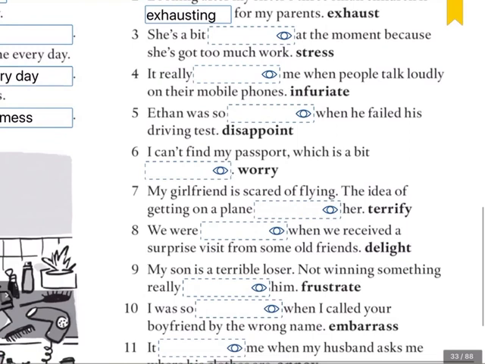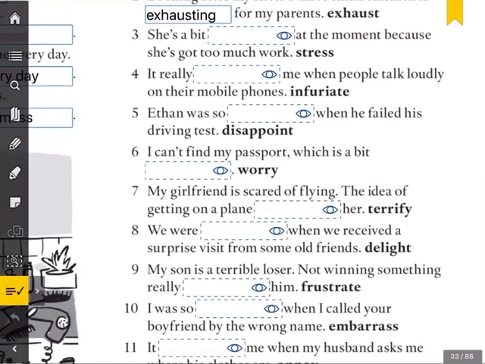Or number 3. She's a bit blank at the moment because she's got too much work. Now we need to use stress. So find the correct form. Have you got an answer? Well, stressed, the adjective, isn't it? She's a bit stressed at the moment because she's got too much work.